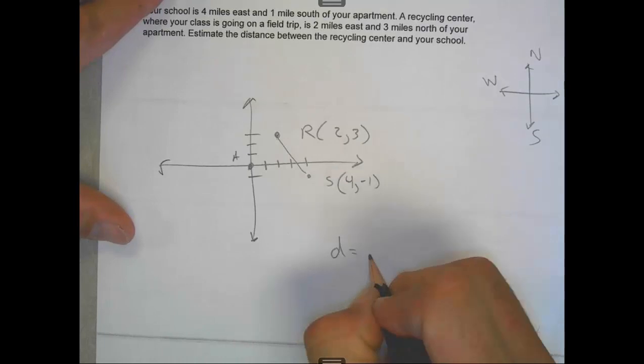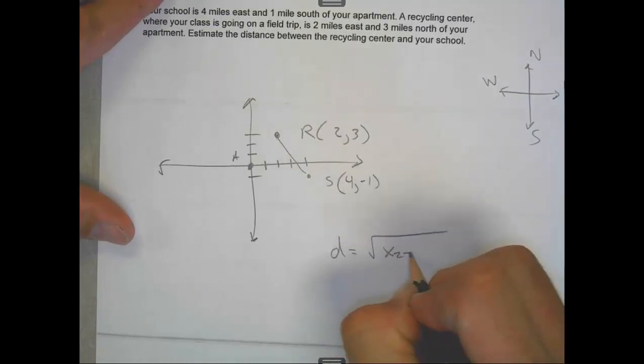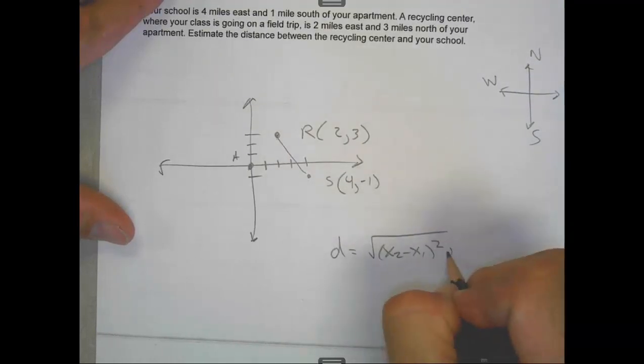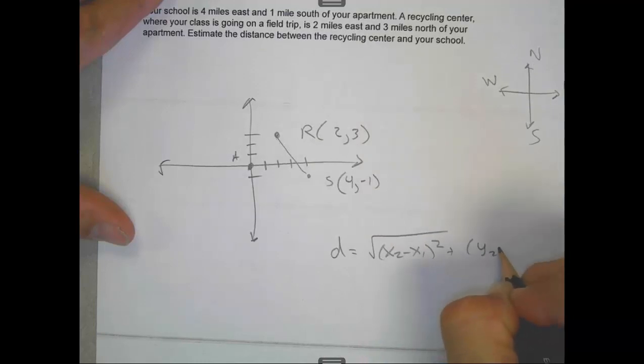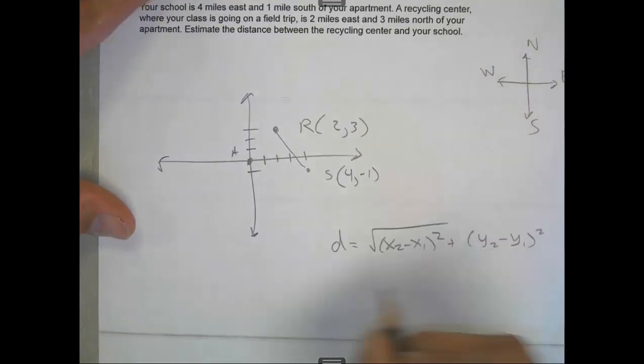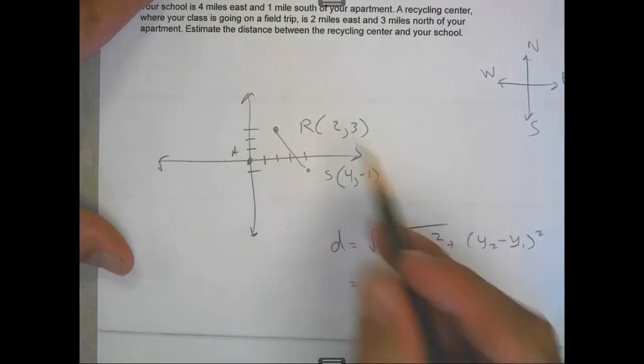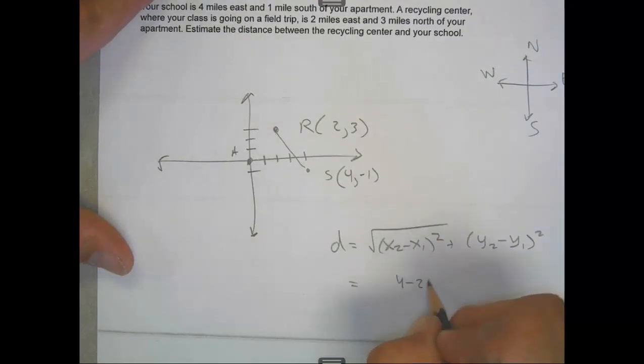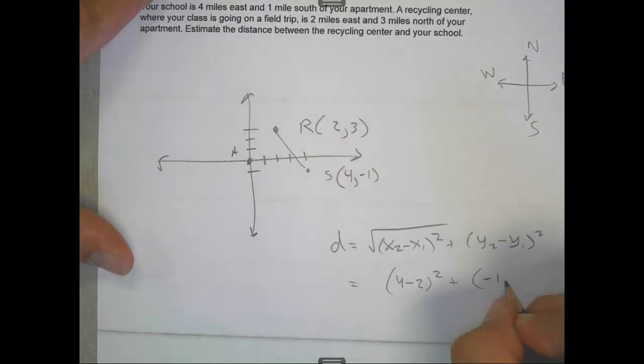We can now use the distance formula. The distance formula is the square root of the difference of the x's squared plus the difference of the y's squared. All right, so we subtract the x's. 4 minus 2 is 2. And we subtract the y's. Negative 1 minus 3.